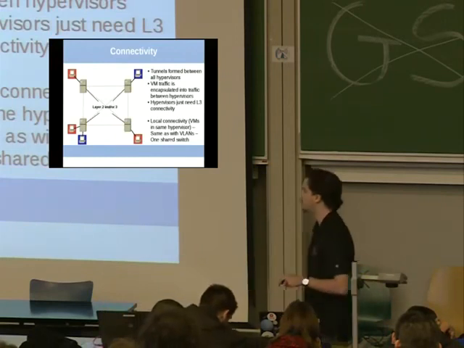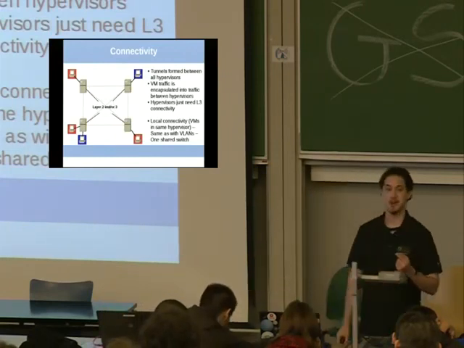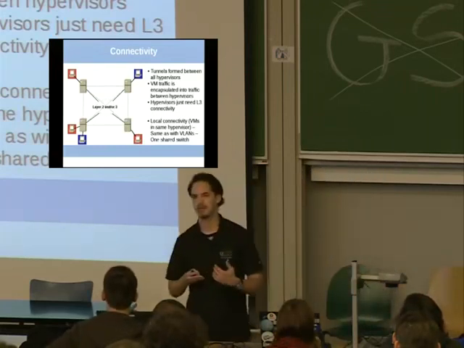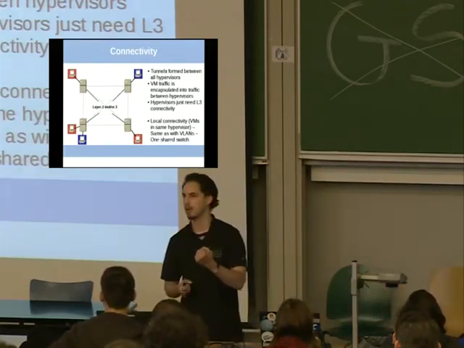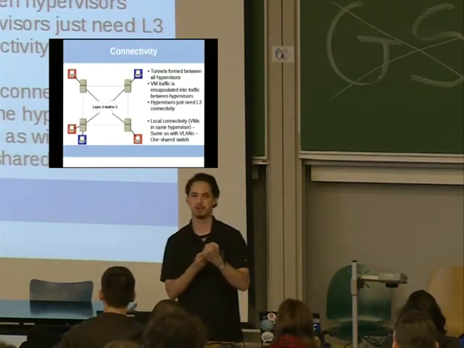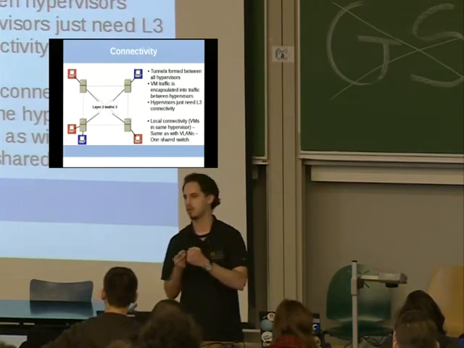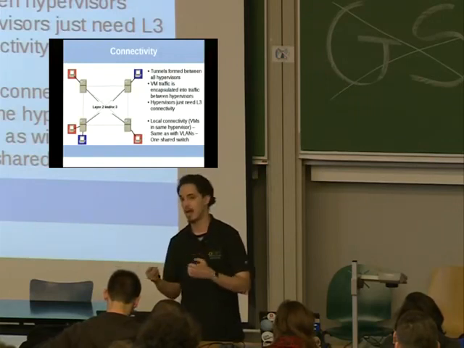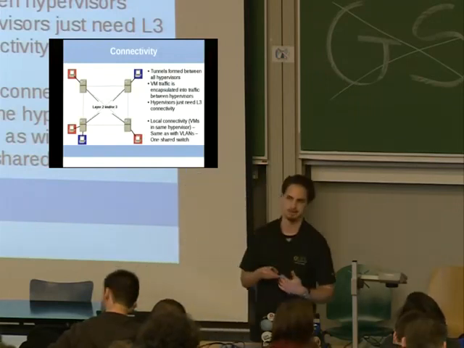And if two VMs want to talk on the same hypervisor, they just talk to each other directly via the same virtual switch. Both of the machines would be connected to the same virtual switch, BRINT, or the integration bridge, an Open vSwitch bridge, and they would just talk to each other directly.